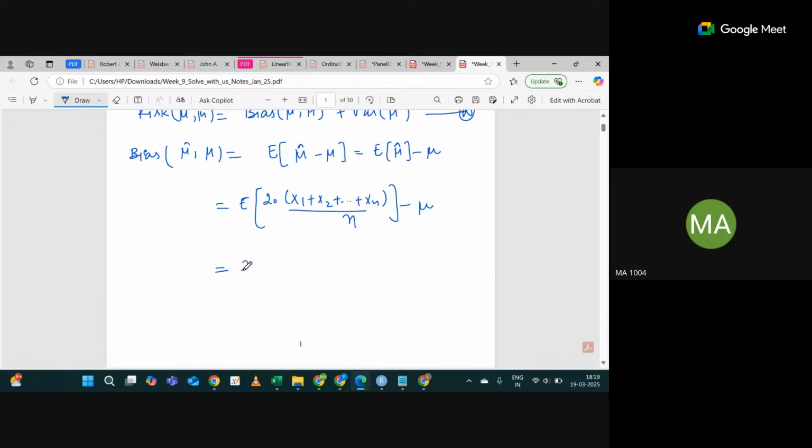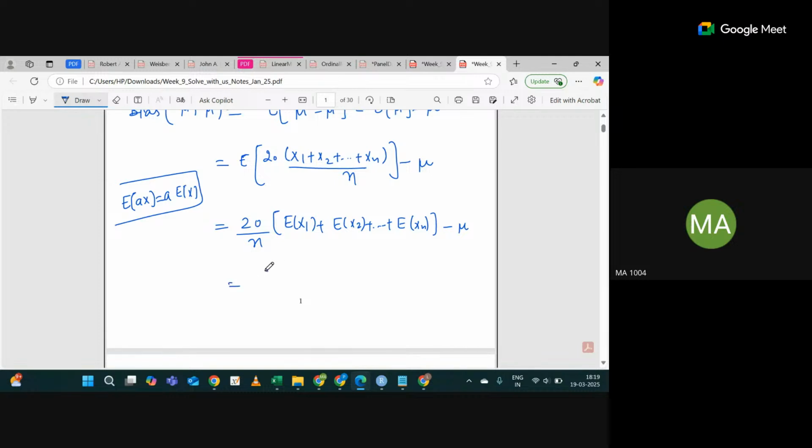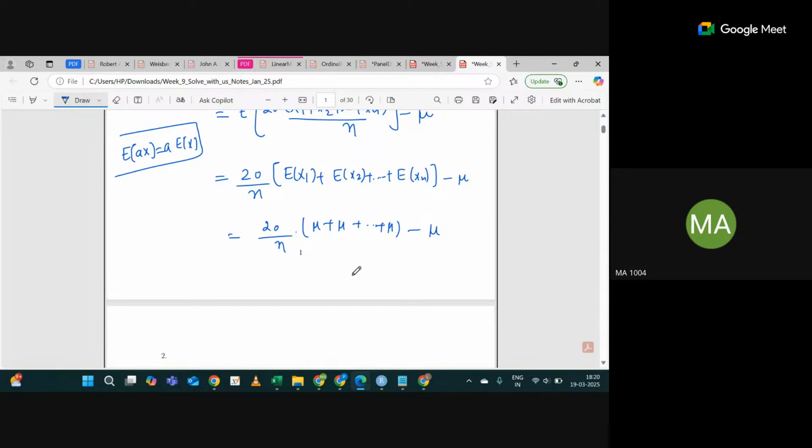Correct. So 20 by n you can take outside, because we know the expected value of a times x is nothing but a times the expected value of x. This property we know. So if you take the expected value inside the bracket, it will be expected value of x1, expected value of x2, plus so on, plus expected value of xn, minus mu. And what is the expectation of each xi? It's mu only, right? So it will be mu plus so on mu, minus mu.